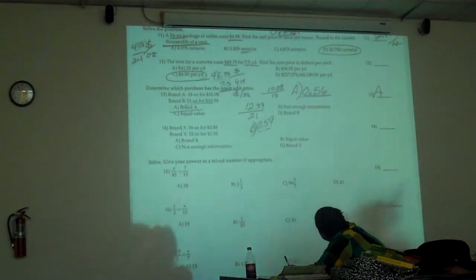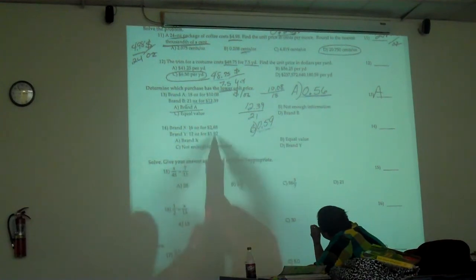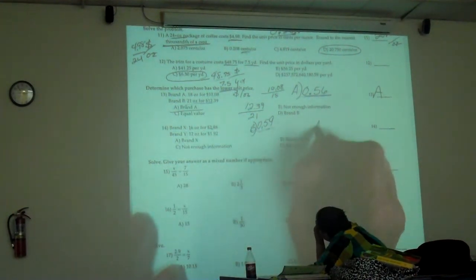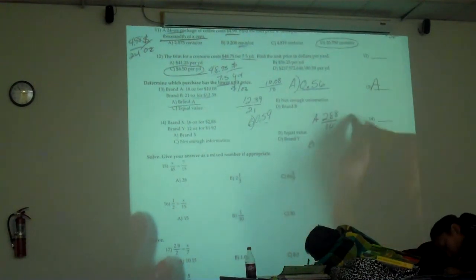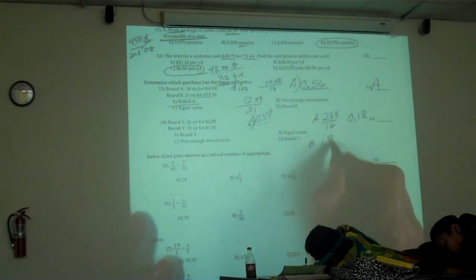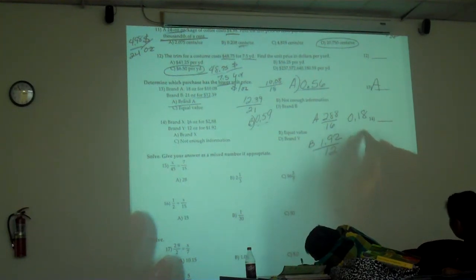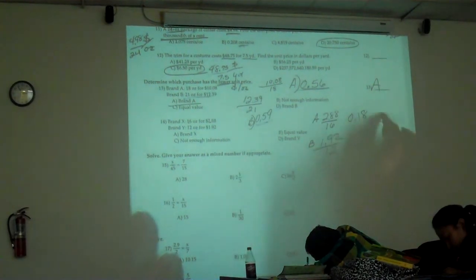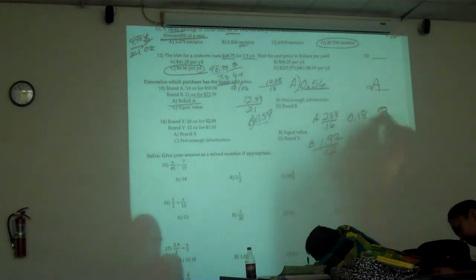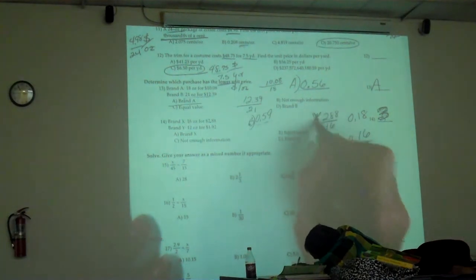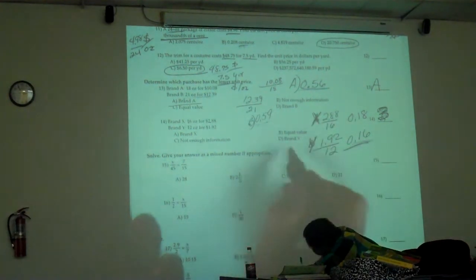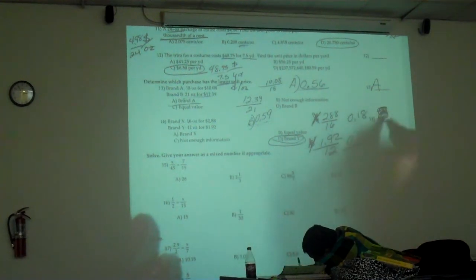Okay, brand X and brand Y, the same thing. Dollar divided by ounce, dollar divided by ounce. So A, you have 2.88 divided by 16 ounces, 0.18. And B, you have $1.92 divided by 12 ounces. 0.16? Which one's the best? 16 cents is better than paying 18 cents. Oops. Brand B, which should have been X or Y, I'm sorry. X or Y. Y, which is D, the D answer.